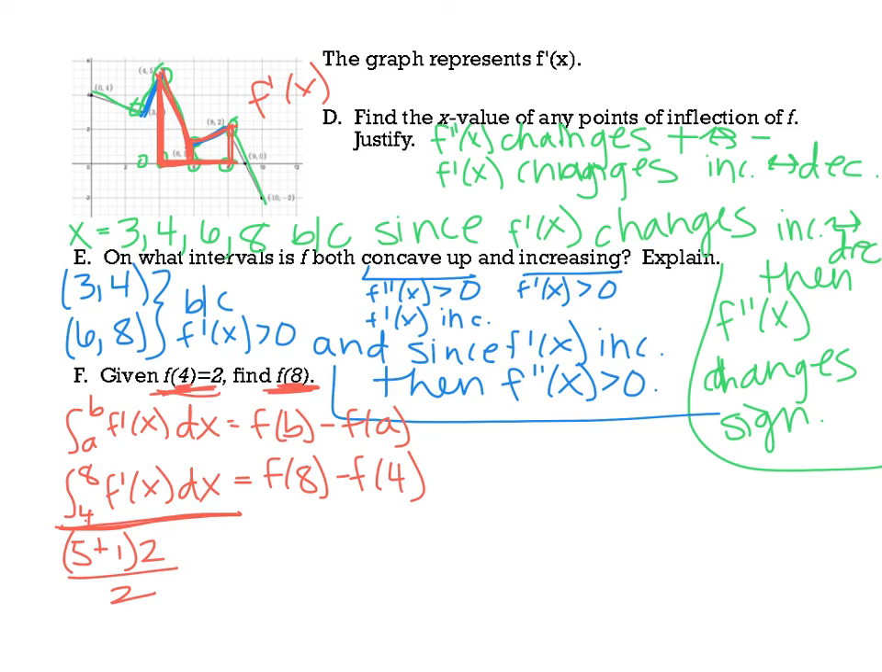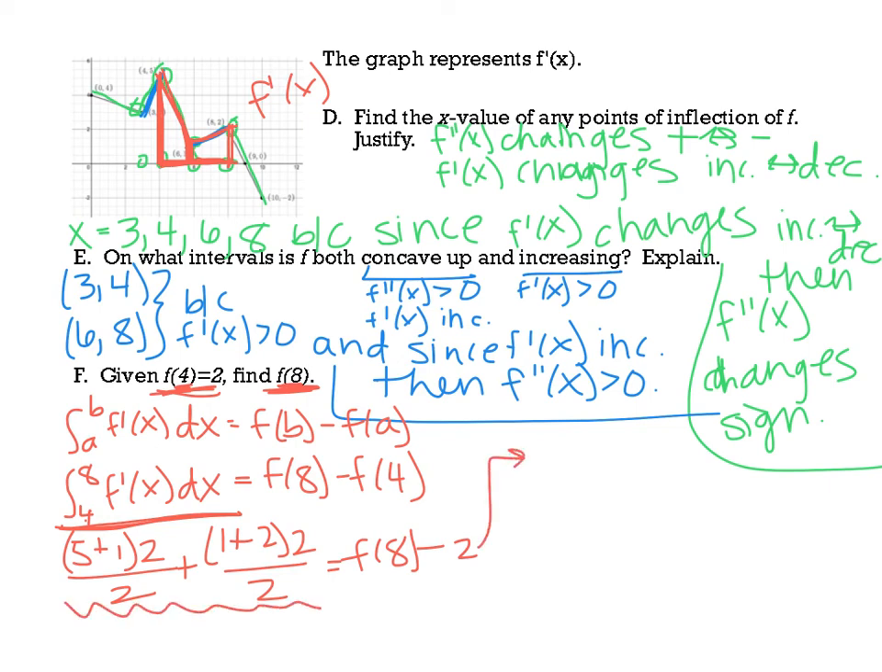All right, and then our next one, base 1 plus base 2, so 1 plus 2, times the height, which looks like that's also 2, over 2, equals f of 8 minus f of 4, which is 2. So then to keep solving that, if you simplify those areas that we calculated, you would get 6 plus 3, so 9 equals f of 8 minus 2. So then you add 2 to both sides, you get 11 equals f of 8.